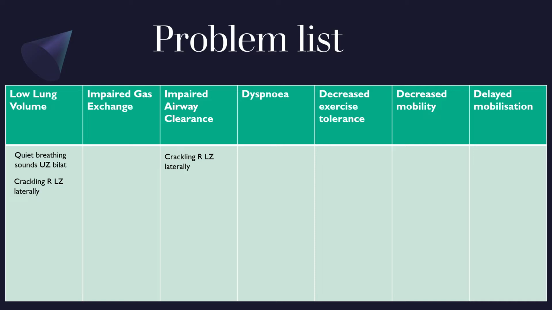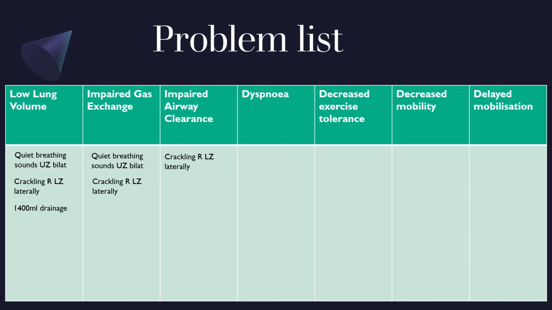And I have a feeling my little clicks are going to come up in the wrong order, but we'll make do. So we've got quiet breathing sounds, upper zone bilaterally, as impaired gas exchange as well. Obviously, less air in there is less air that can exchange. And anything that's low, decreasing lung volumes, is going to decrease the surface area that we're going to have impaired gas exchange on as well. So those two tend to go hand in hand. So crackling in right lower zone laterally also fits with impaired gas exchange.